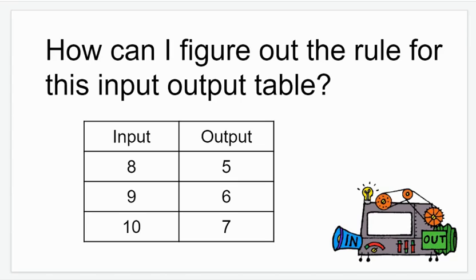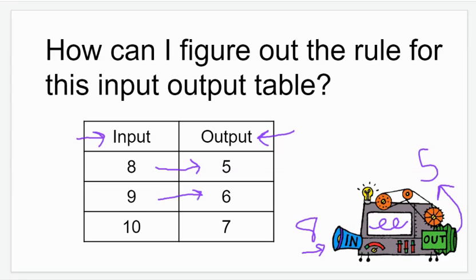So here I have another input-output table. Remember, the input is the number before the rule is applied, and the output is the number after the rule is applied. If I think of this as my magical number machine, the first number to go in is an 8. Some magic happens on the inside, and the number 5 pops out. So I'm noticing 8 turns to 5, 9 turns to 6, and 10 turns to 7. These numbers are getting smaller, and I know that to get smaller, I'm going to subtract or divide. Those two operations always make a number smaller.